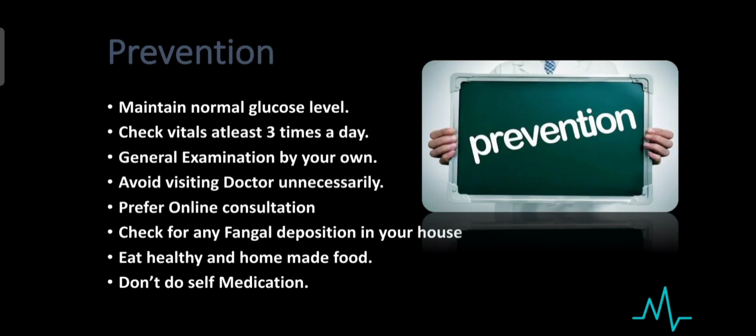So let's see about the prevention. As we know, the main culprit being the glucose level, high glucose level. So the patient has to maintain a healthy and normal glucose level. For that, the patient has to check their vitals at least 3 times a day. So what are those vitals? Like your temperature, your heart rate, your respiratory rate, your SpO2, along with your glucose level.